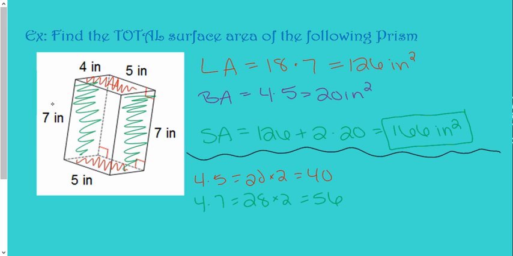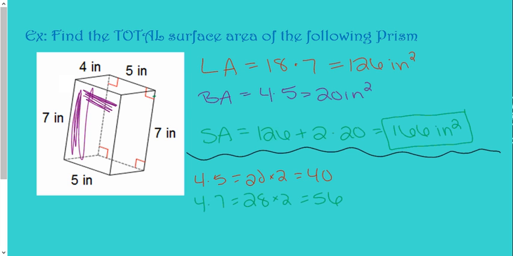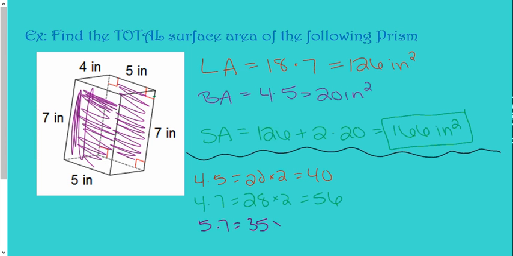Now, I'm going to erase all this because it's looking kind of confusing. Now we have this front and back. So we have this shape, and we have this one. And those are 5 by 7. So 5 times 7, which is 35. And we have 2 of those, so we get 70.